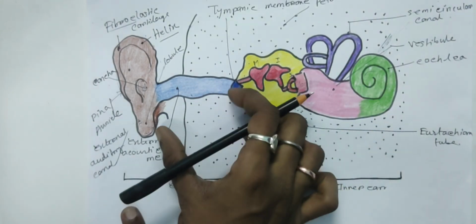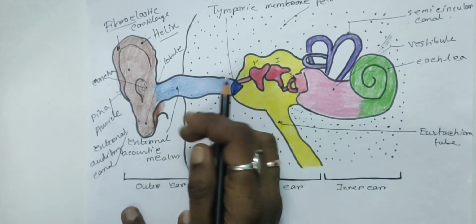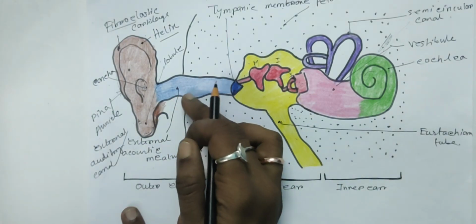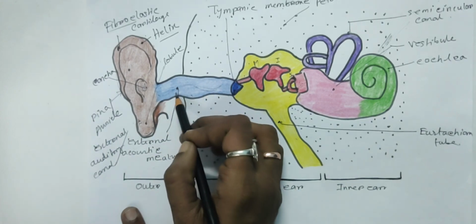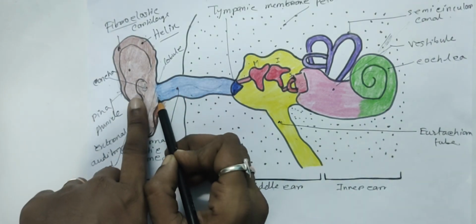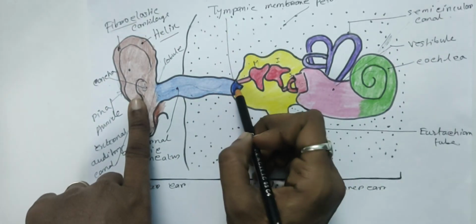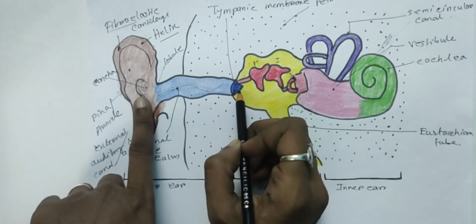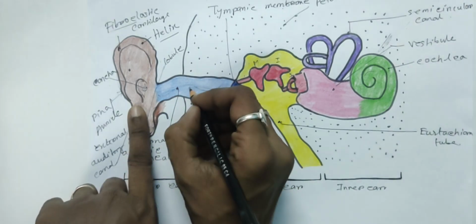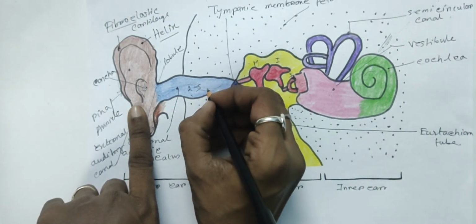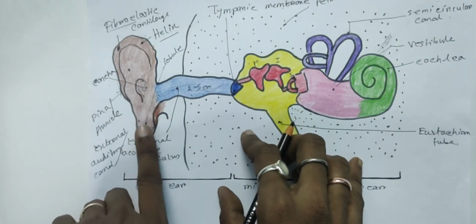Now come to the external acoustic meatus, that is the auditory canal. It is a slightly curved, slightly S-shaped canal, and it starts from the concha and extends up to the eardrum. The tympanic membrane is also called the eardrum. Its length is 2 to 5 centimeters.